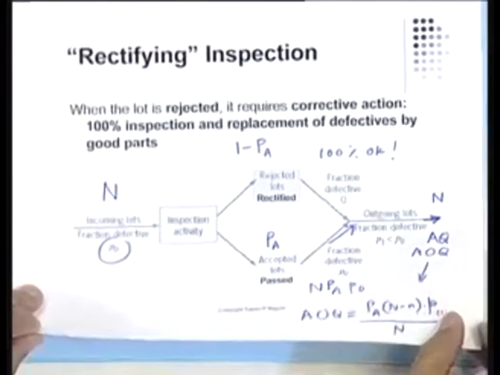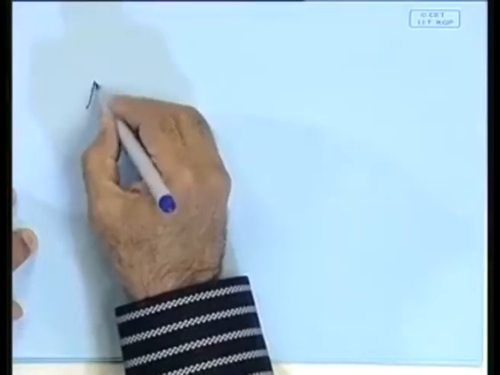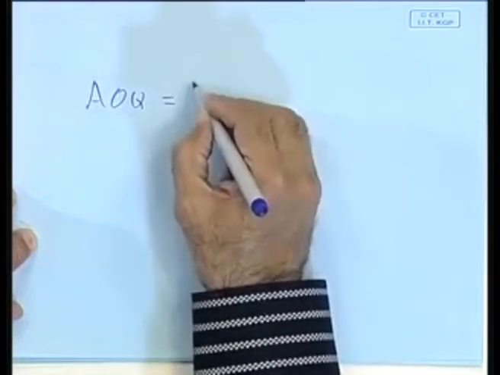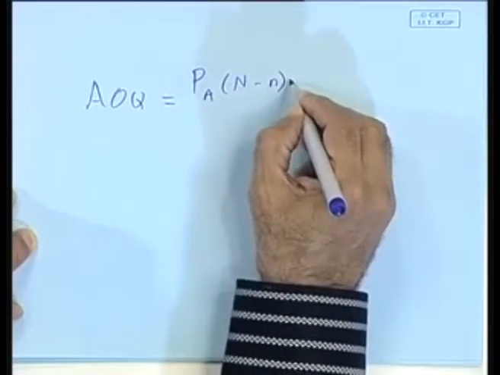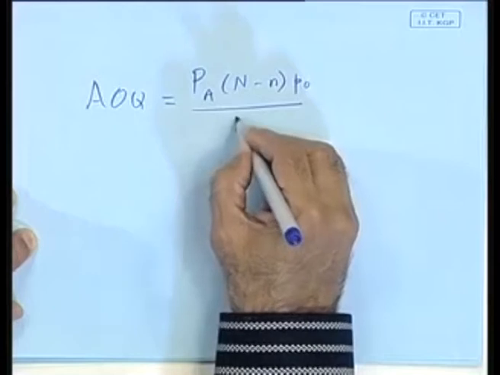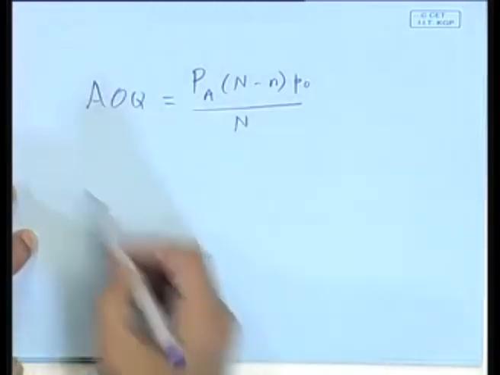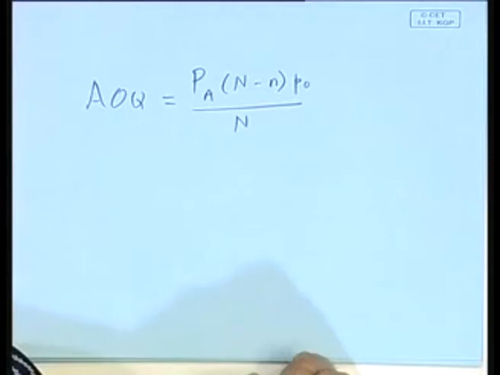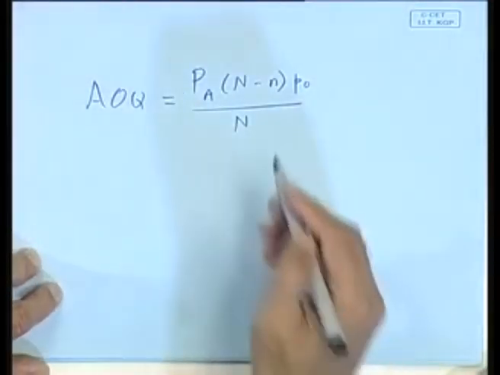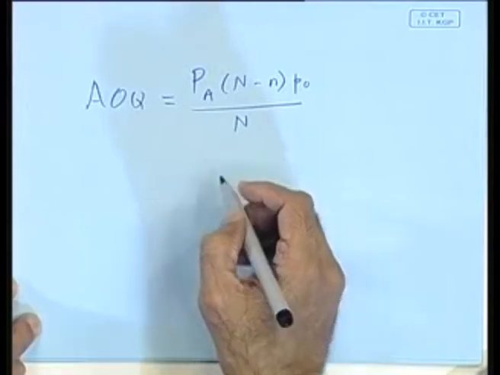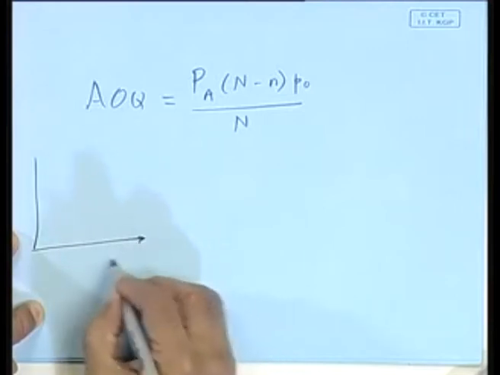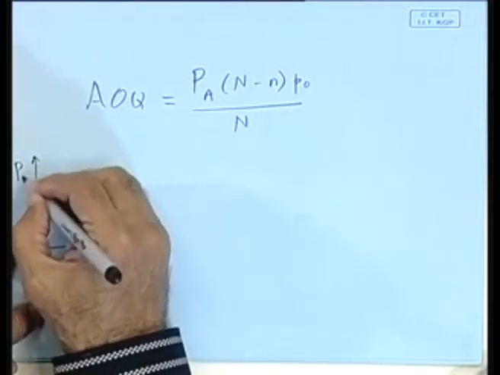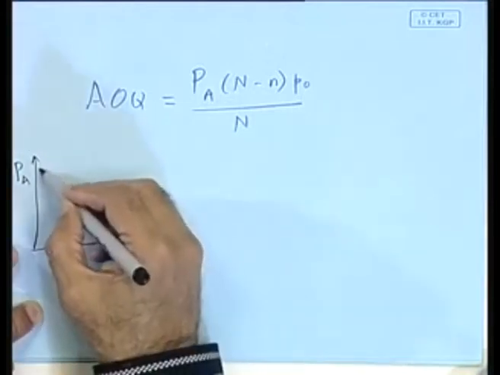Now, a couple of things I would like to show now. Let's say I write down my AOQ figure as this. AOQ is equal to PA times (N minus n) multiplied by P0, divided by N. Now look at this quantity, and remember, alongside I've got my OC curve also. So my OC curve goes like this. I've got P here, I've got PA there, and the OC curve goes like this.